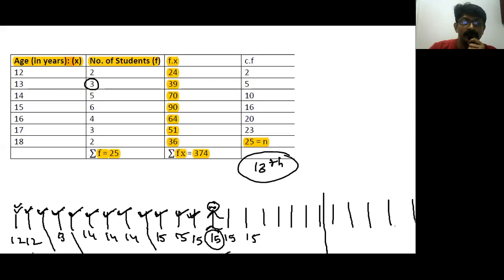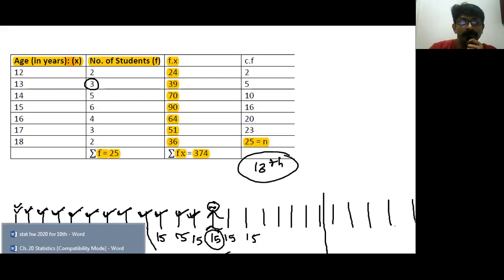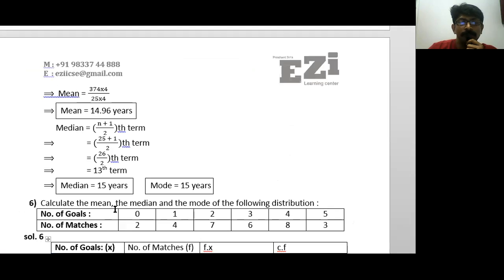Hold on, students. I'll just get you again back on that screen. So that way we've understood this particular sum, isn't it? Now you can finish off this sum quickly.